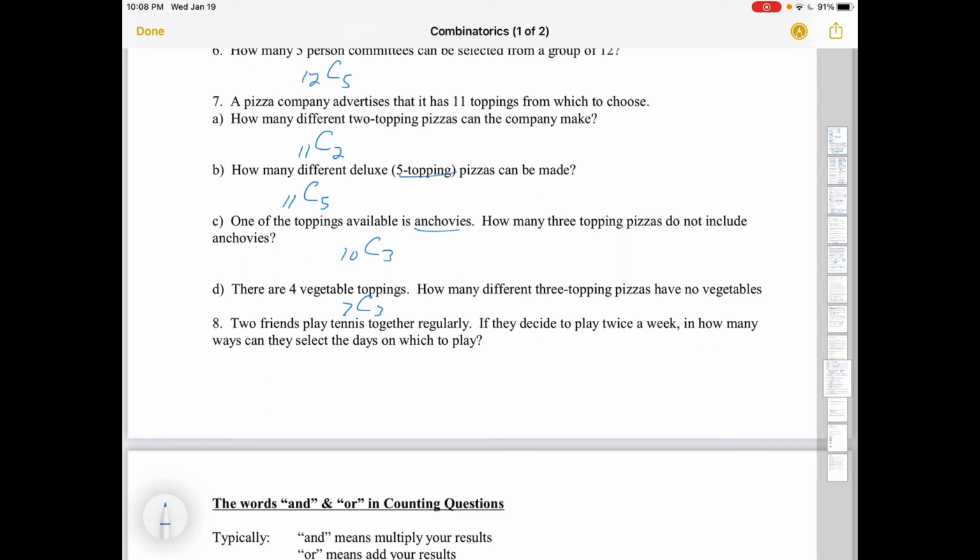Okay. 2 friends play tennis together regularly. If they decide to play twice a week, in how many ways can they select the days on which to play? So it's obviously 7 days, 7 something 2.